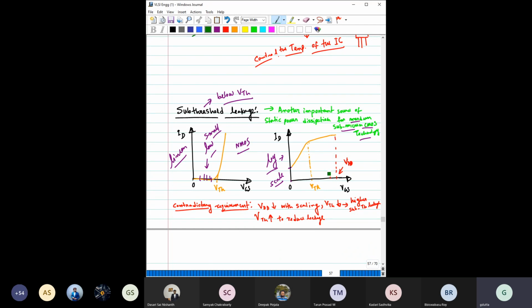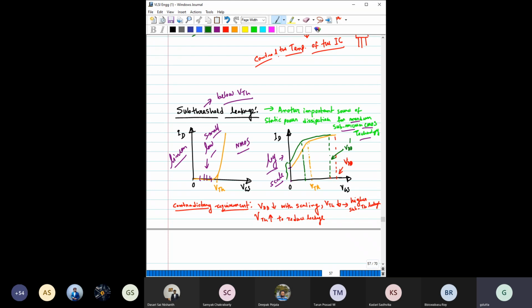When this VDD is reduced, to get a good overdrive, where overdrive means VGS minus VTH, you should also reduce this VTH. So VTH also you have to reduce. Say the same curve you want to replicate, but you want to shift it towards the left side, right? Then you will get a characteristic which would probably look something like this, with a lower VDD. So when you are scaling the device, you have to scale this VDD, and when you scale this VDD, you have to also scale the threshold voltage.